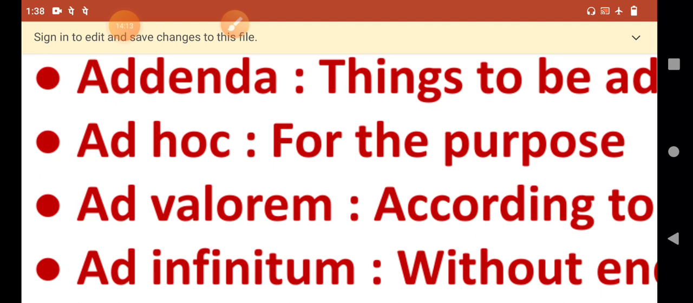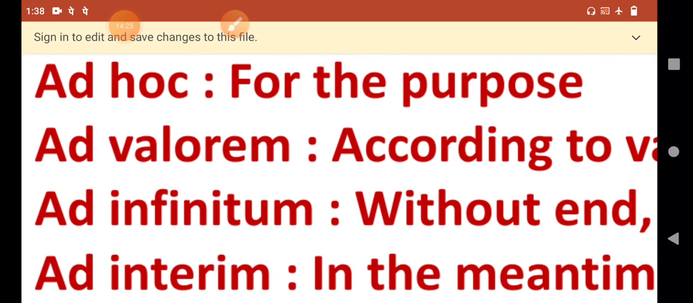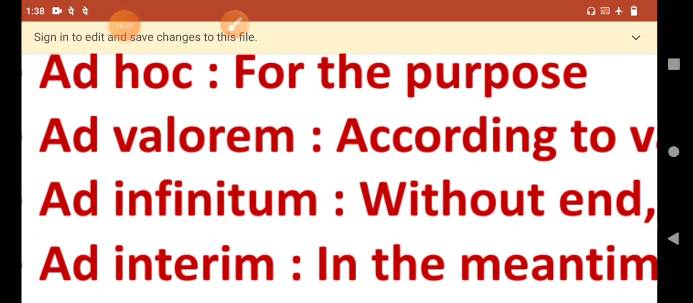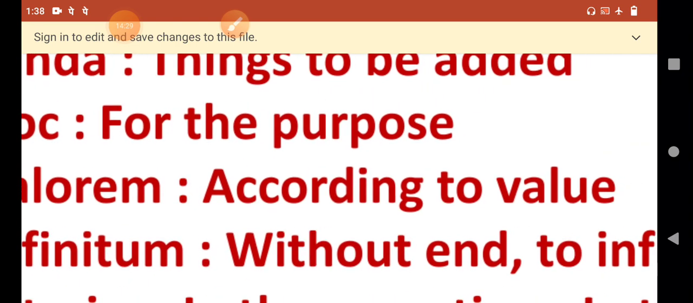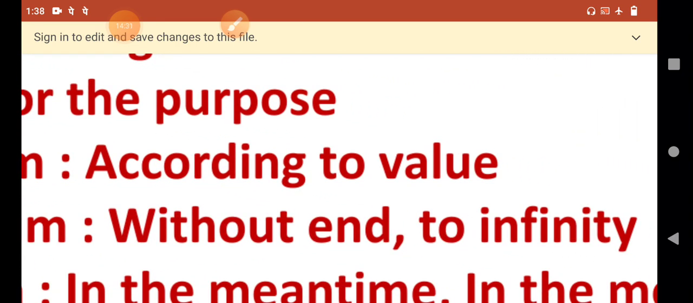It is a Latin derived term, a Latin derived phrase or vocabulary or expression or word. The next word is ad valorem. Ad valorem means according to value. What is the meaning of ad valorem? According to value.